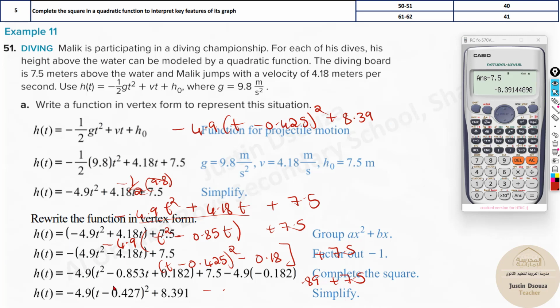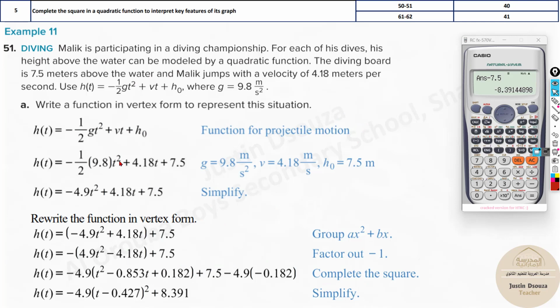Here also they have taken 3. So if you take 3 decimal points from the beginning, then you will get 0.427. I've approximated to 2 decimals over here, right? That's why I'm not getting the accurate answer, but it's fine. It's very close enough. It's negative 4.9 times t minus 0.425 or 0.427 the whole square plus 8.391. That's how we get into vertex form.